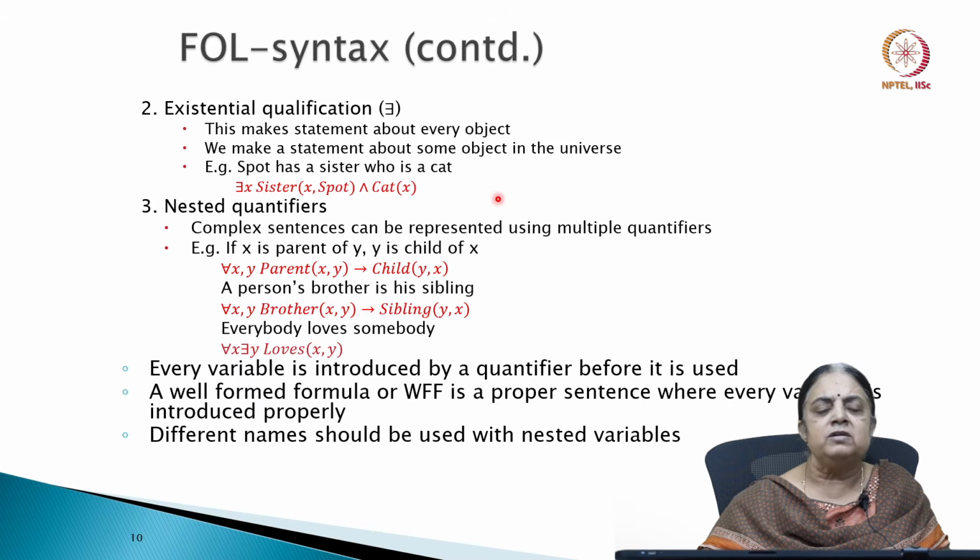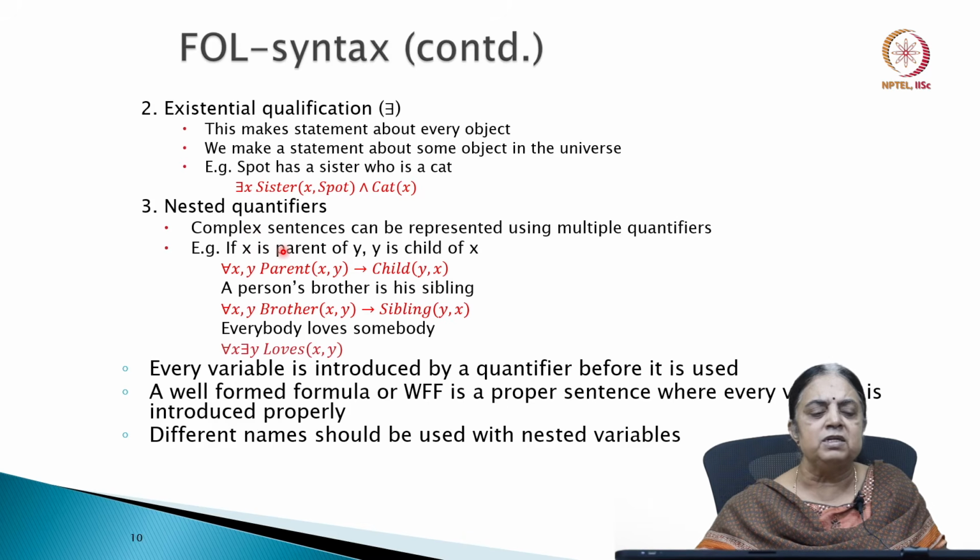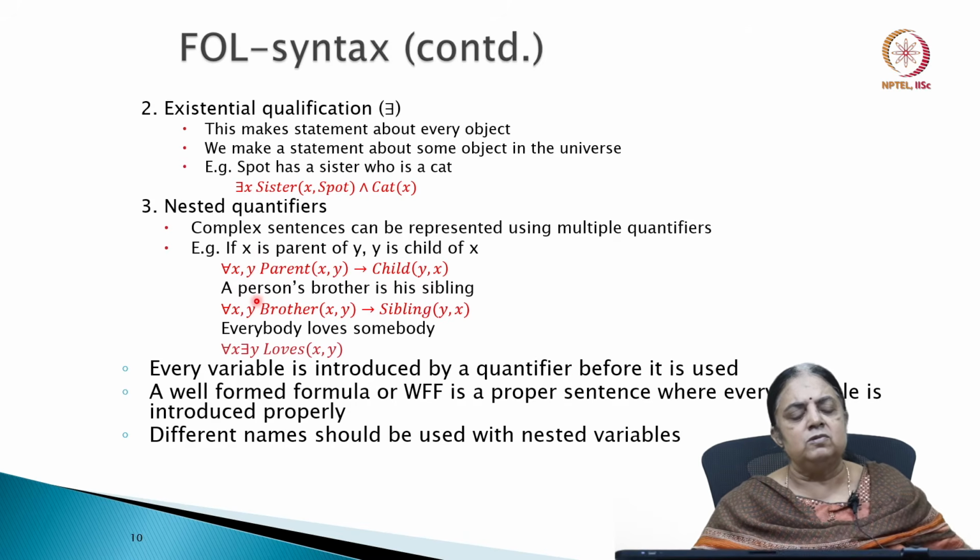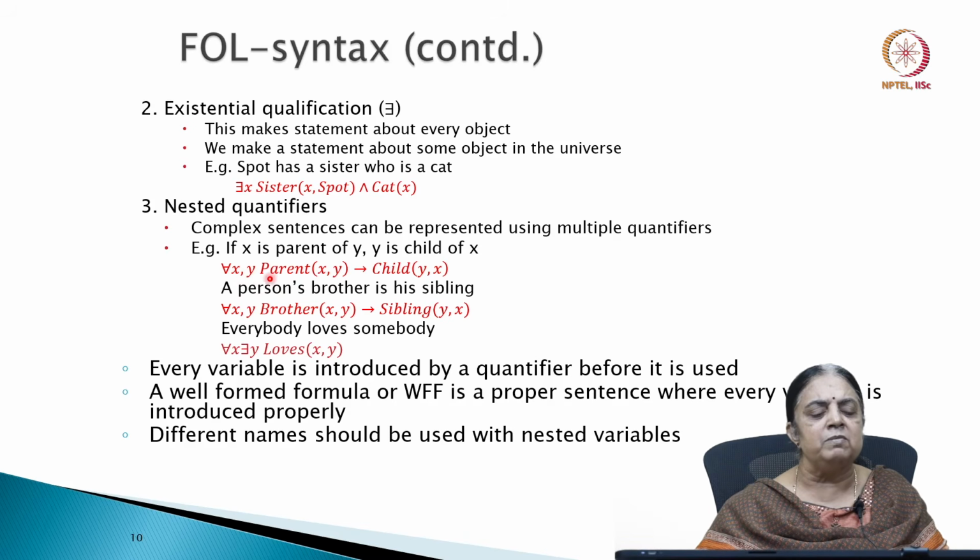Now these quantifiers can be used more than once in one sentence, right? So you can have nested quantifiers with different variables. So if x is parent of y, y is child of x. So for all x, y, parent(x, y) implies child(y, x). Okay, so here we have nested, we have two universal quantifiers together. You could also say for all x, for all y, but this is a simpler way of putting it.